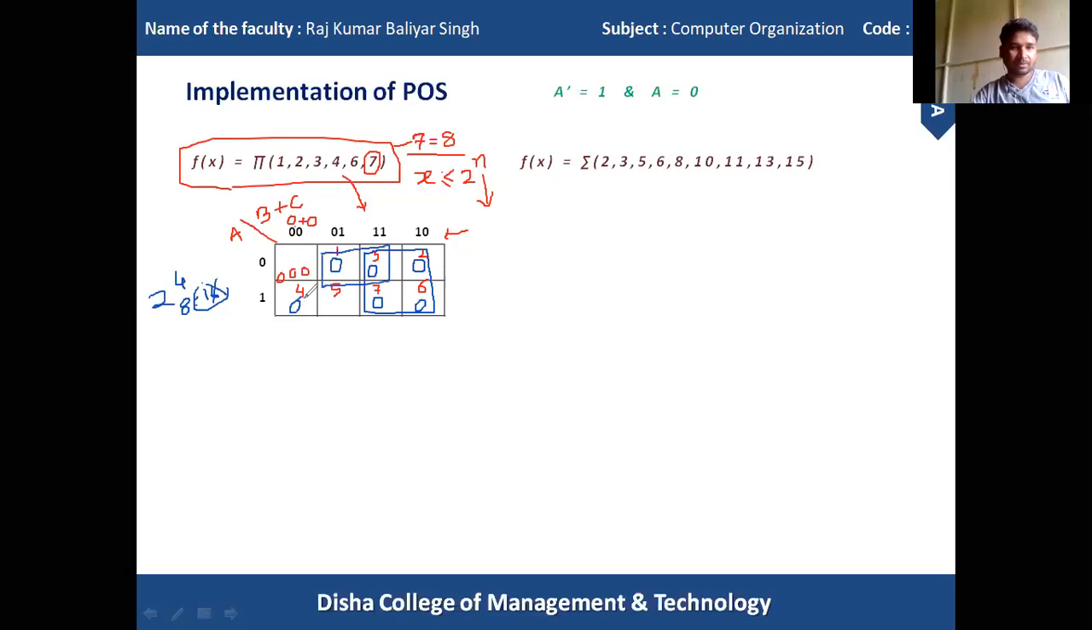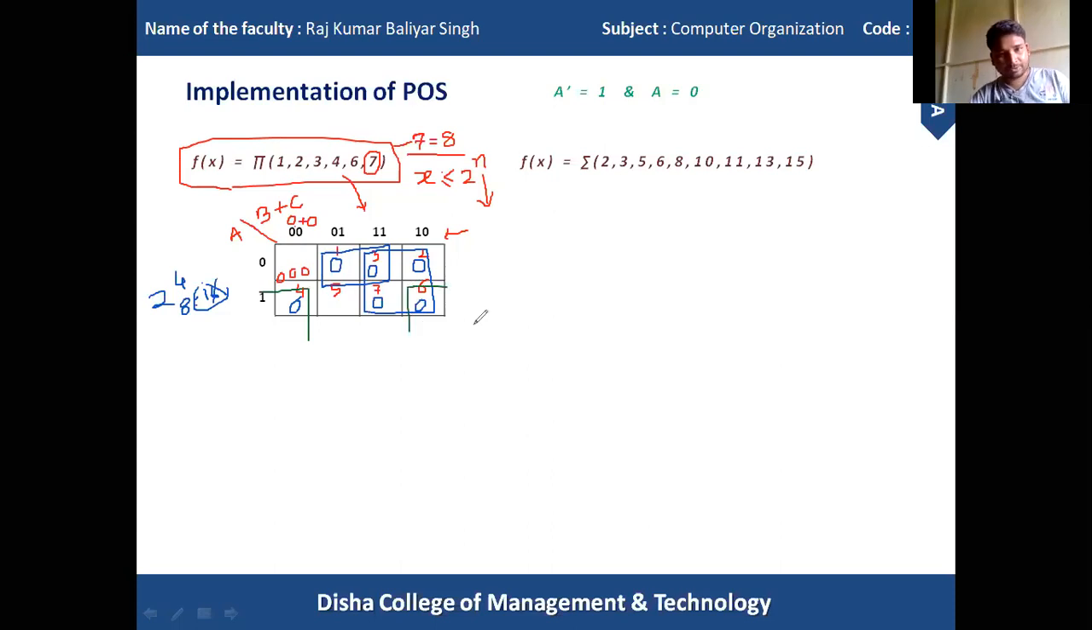And now what about this 0? The 0 cannot be combined with the adjacent cell, because this adjacent cell is vacant, and this adjacent is vacant. Just remember, in the last class I said that we can fold the K-map values. So this is the K-map value, this one and this one can be combined, these two can be combined.